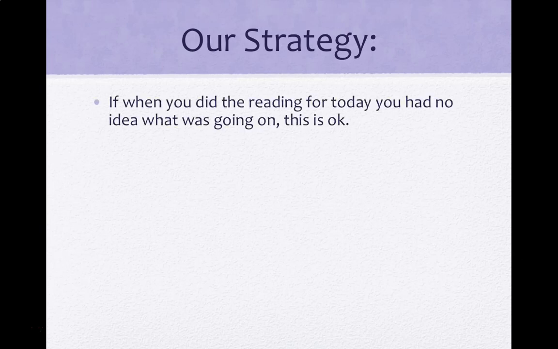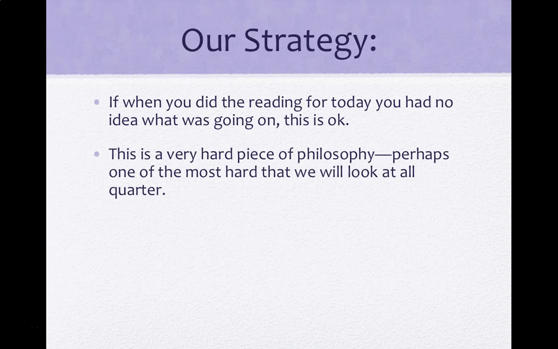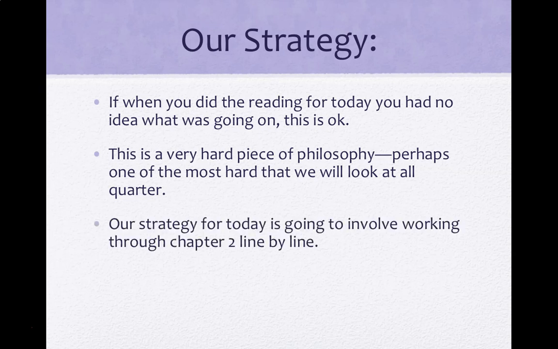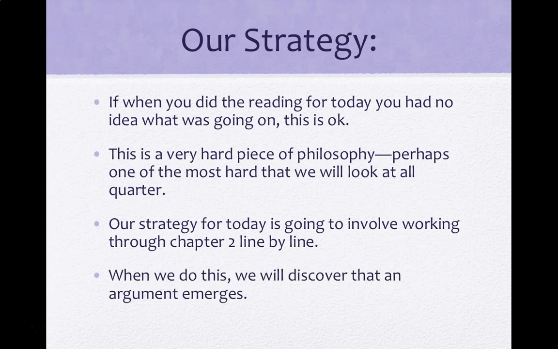Now, if you followed the instructions at the beginning of this video, you've done the reading for today. So, if when you did the reading, you had no idea what was going on, that's okay. This is a very, very hard piece of philosophy. It's very short, but very difficult, and perhaps it's one of the hardest readings that we're going to look at during the whole quarter. Our strategy for today is going to involve working through chapter 2, line by line. And when we do this, we're going to discover that an argument emerges. So, we'll start at the beginning.